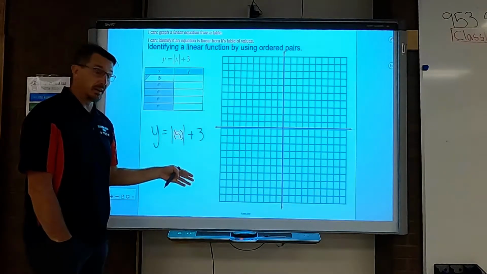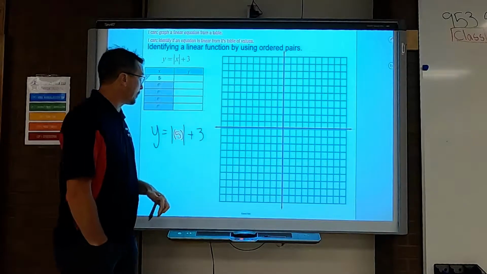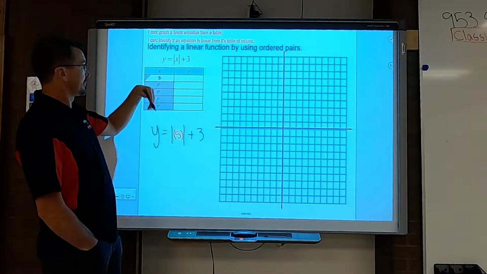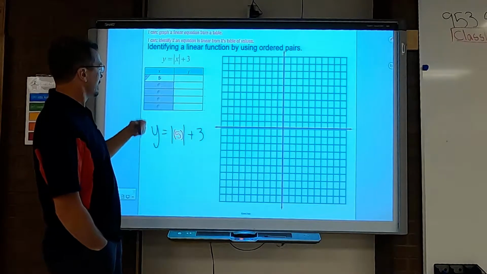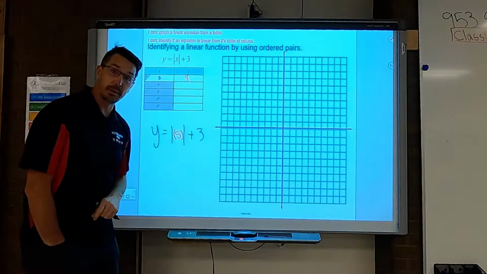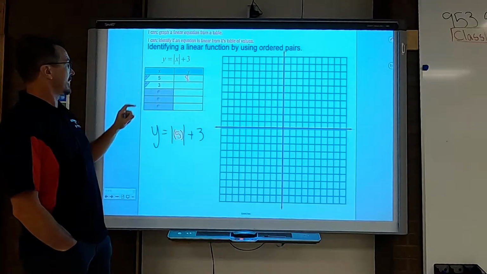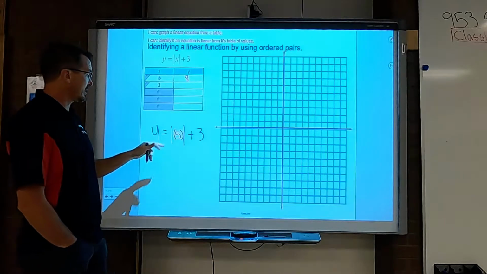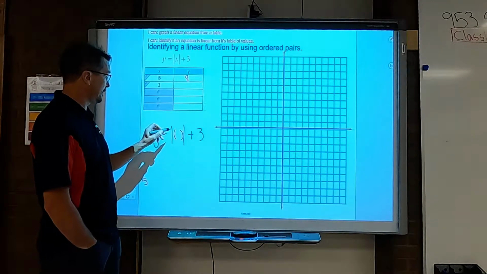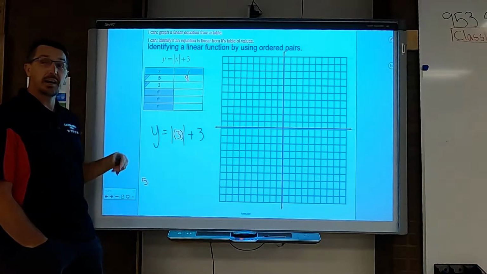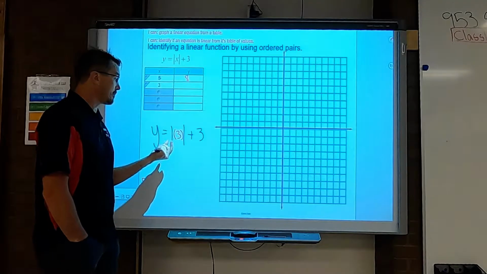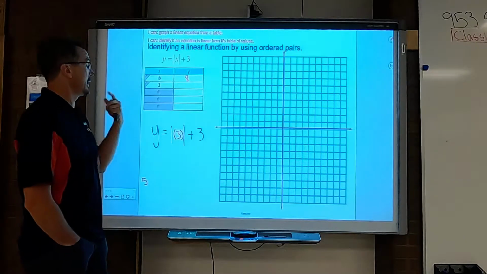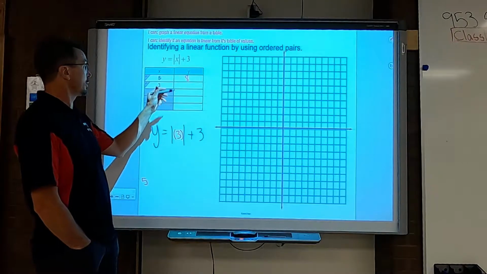And the output, or the dependent variable, is 8. My gosh, I've lost the ability to speak. And then I pick another number. I pick 3. Okay, so I'm going to substitute the value of 3 into this equation. And the absolute value of 3 is 3. Plus 3 is 6, so the dependent variable is 6 when the independent variable is 3.